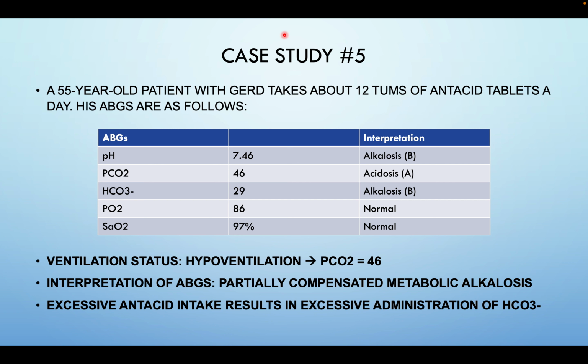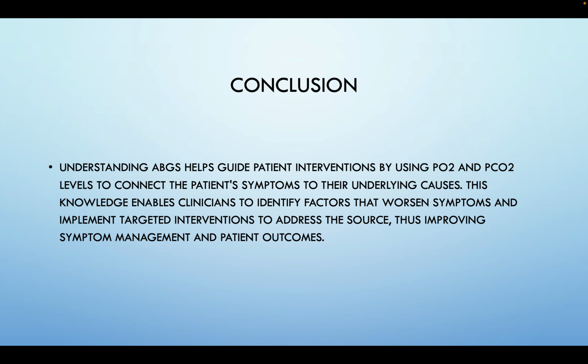The culprit for the metabolic alkalosis is the excessive antacid intake, which results in excessive administration of bicarbonate. In conclusion, understanding ABGs helps guide patient interventions by using PO2 and PCO2 levels to connect the patient's symptoms to their underlying causes. This knowledge enables clinicians to identify factors that worsen symptoms and implement targeted interventions to address the source, thus improving symptom management and patient outcomes.